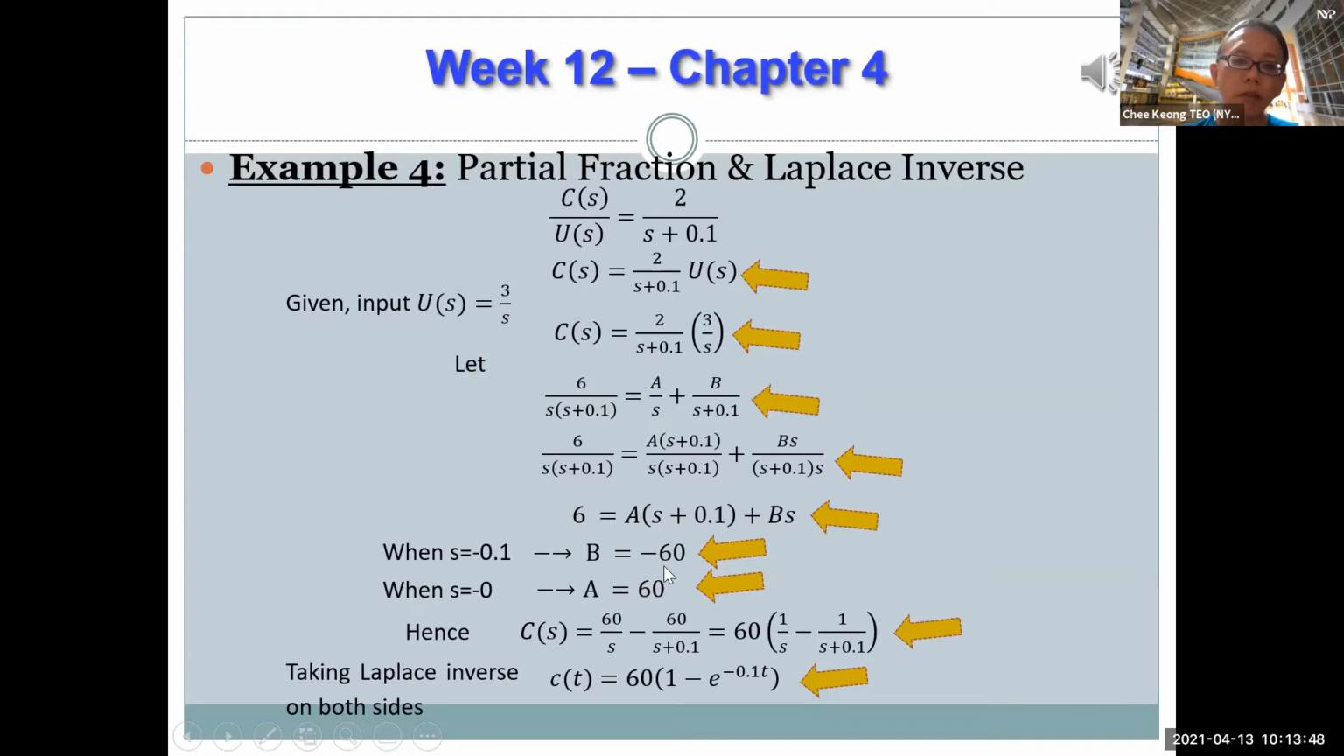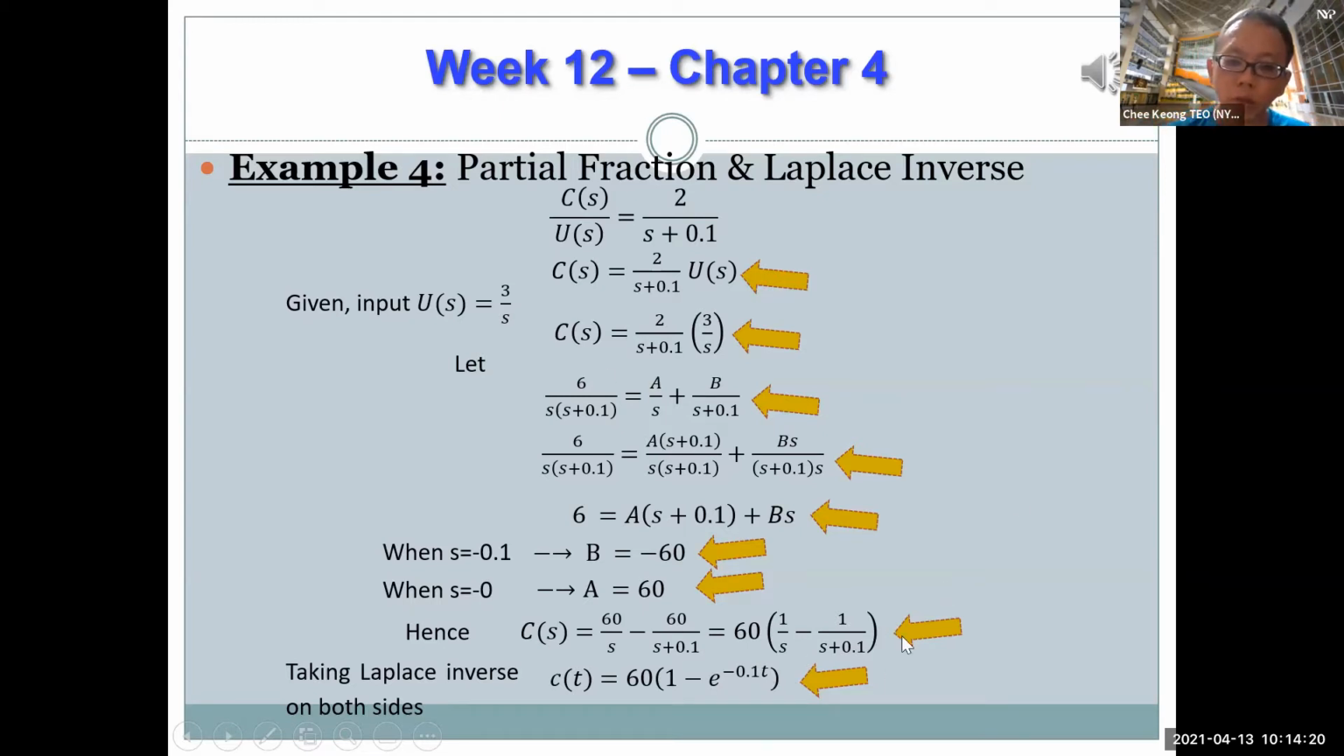So after you solve for this, you can put the minus 60 and 60 back into the same expression that we started off with, and you get this expression for Y of S, right? So you can group the common factor, and then of course you do a Laplace inverse. Now remember, in Laplace, a constant we can bring out, and if you take the Laplace inverse of 1 over S, it is 1, and then for 1 over S plus 0.1, you get e to the power minus 0.1 t. And that's basically it.